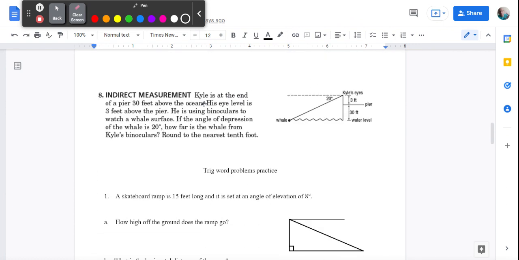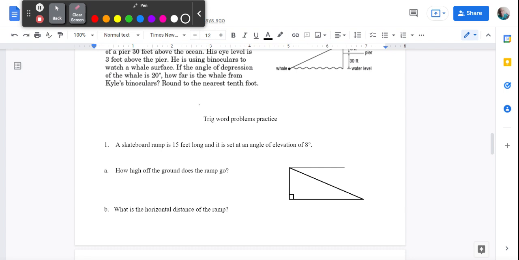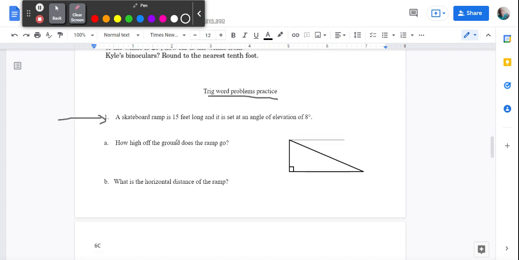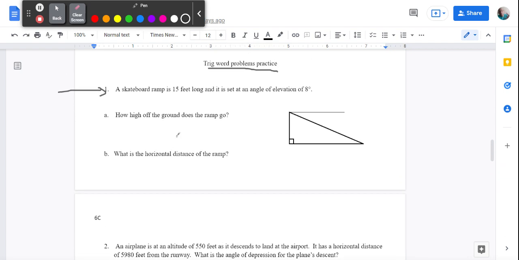Let's look at one more, number 1 on the trig word problems practice. This one has two parts. A skateboard ramp is 15 feet long and is set at an angle of elevation of 8 degrees. So we have our right triangle drawn up, with an 8-degree angle at the bottom. The ramp is 15 feet long.